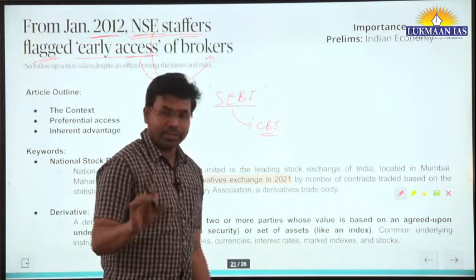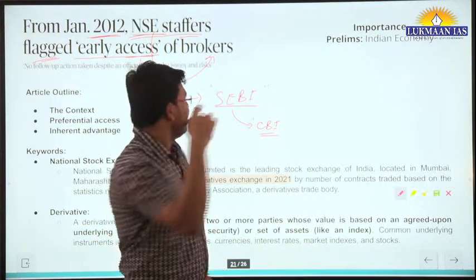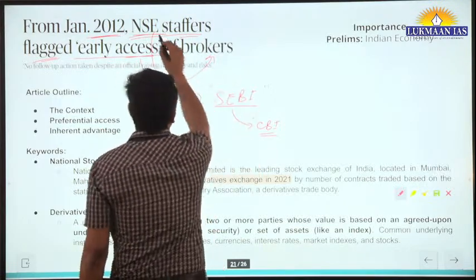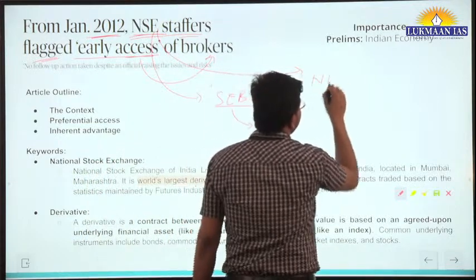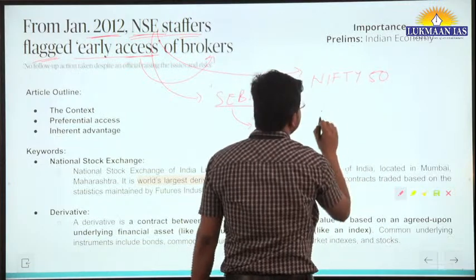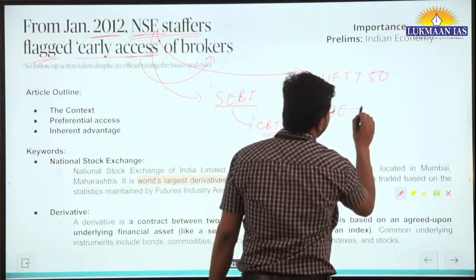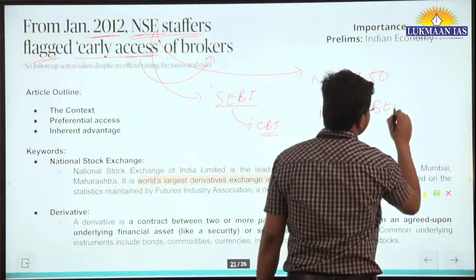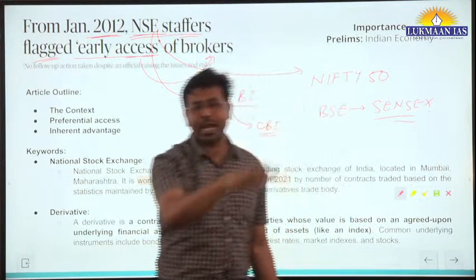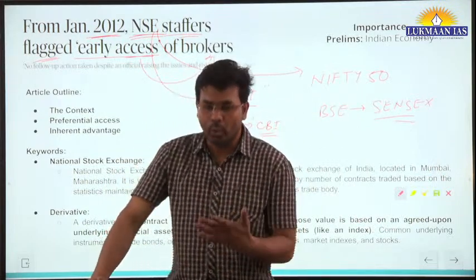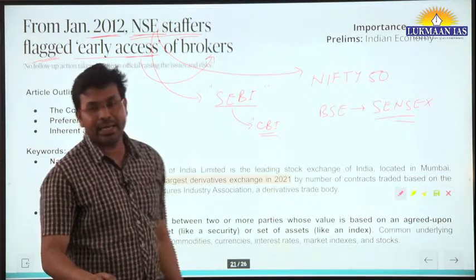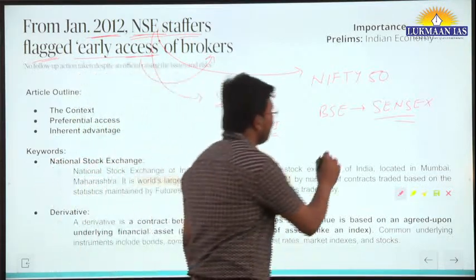And because of the Russia-Ukraine war, these indexes have gone down. National Stock Exchange has Nifty 50. Then Bombay Stock Exchange has Sensex. Okay, these two indexes are going down. They are performing very low nowadays. This is the thing. But apart from this, we need to understand one more thing, the initial public offering.